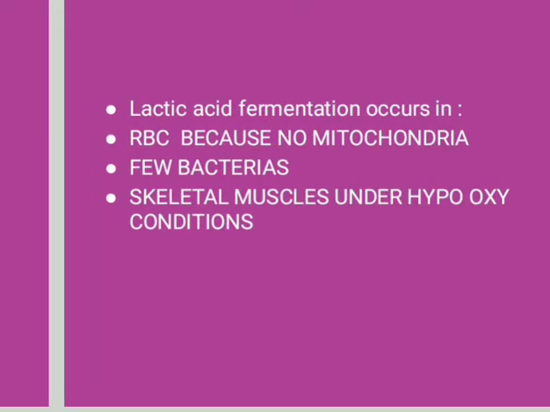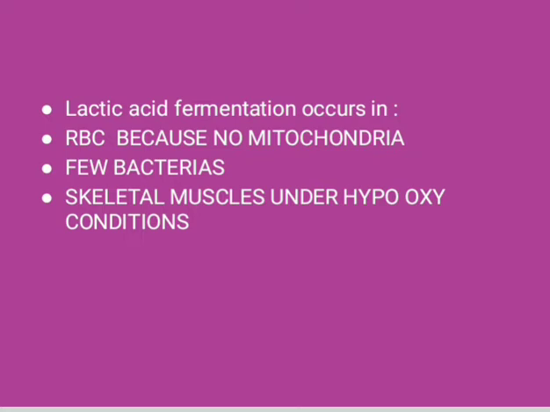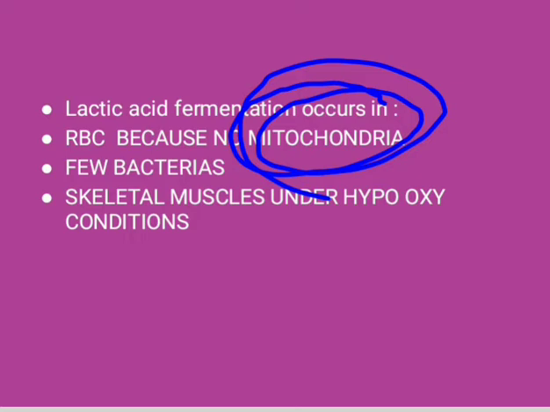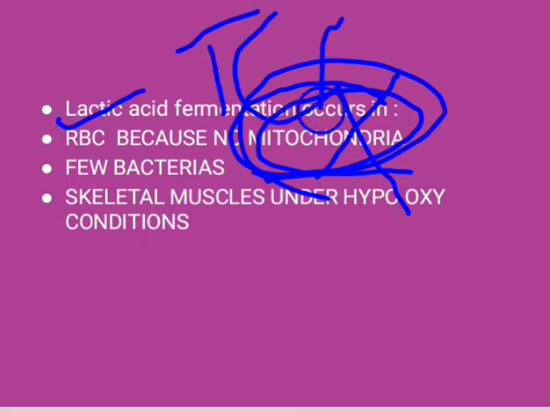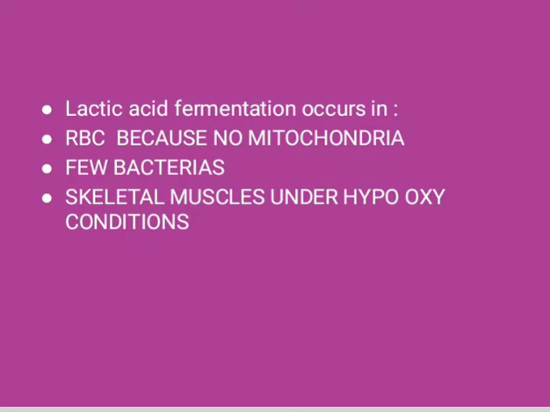So pyruvate that is produced due to the process of glycolysis is converted here into lactate, because the red blood cells do not contain mitochondria, and we know that the TCA cycle occurs in mitochondria. So if red blood cells do not have mitochondria, they cannot enter into the TCA cycle. So when they cannot enter into the TCA cycle, the pyruvate forms lactate here in the red blood cell. In a few bacteria and red blood cells, this lactate is formed, and also in skeletal muscles under hypoxia. Hypo means less, oxy means oxygen. Hypoxia condition also forms this lactate molecule.